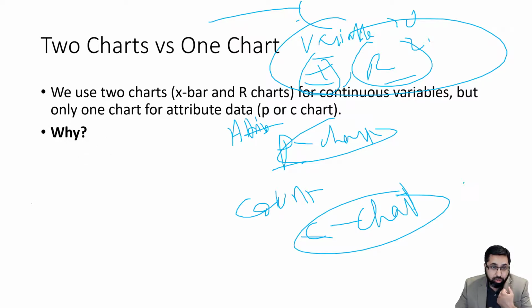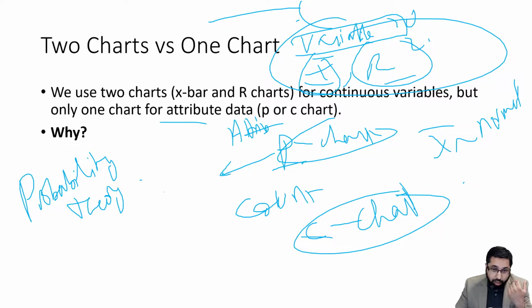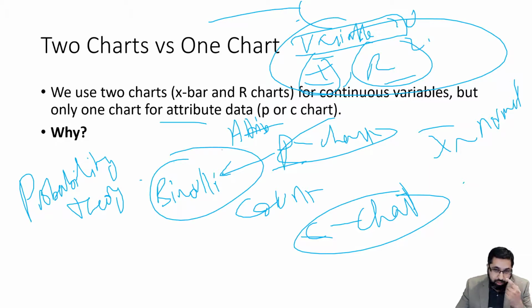So the answer to the question comes from probability theory. For variable data where you have real numbers, X bar has a normal distribution. For attribute data, the 0, 1 has a Bernoulli distribution, but if you take a sample, that has a binomial distribution: how many defects in the whole sample. And for count data, we have a Poisson distribution.